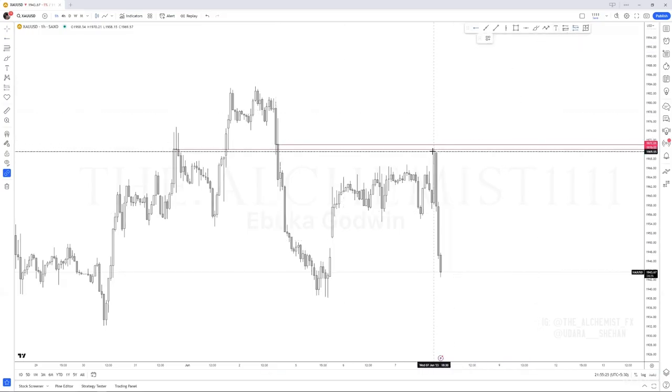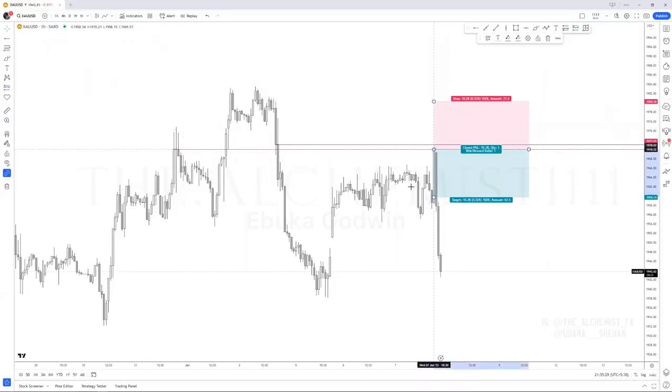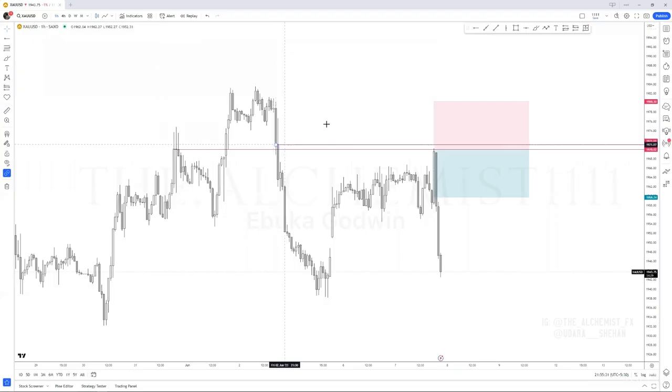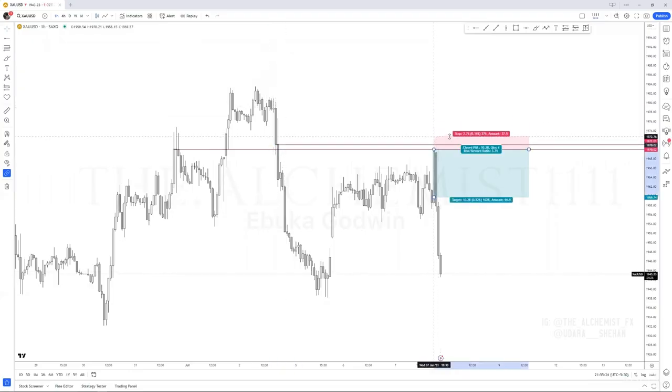Which zone am I going to take the sell from? I'm going to take the sell from this zone. Then I also know that there is another zone up here that the market could reach, so I'm going to place my stop loss above that. But my stop loss is always between 20 to 30 pips.